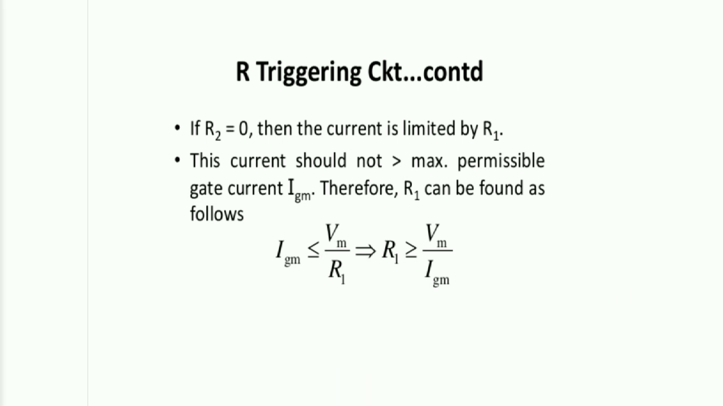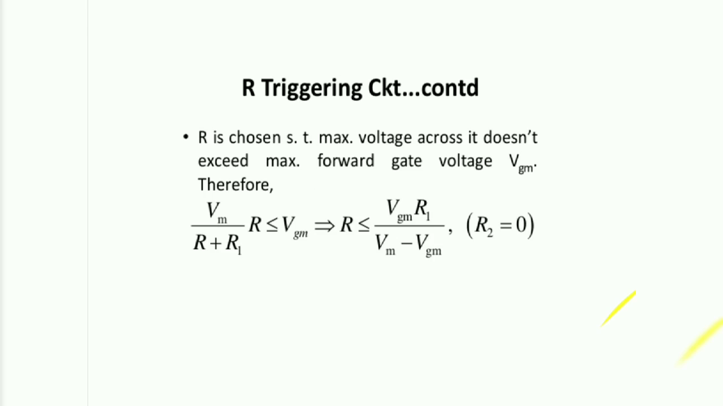So R1 is equal to V divided by I. How do we get the minimum resistance? R1 equals V divided by IGM, where IGM means gate current and this is the maximum voltage. So this is the relation between the limiting resistance and the gate current.